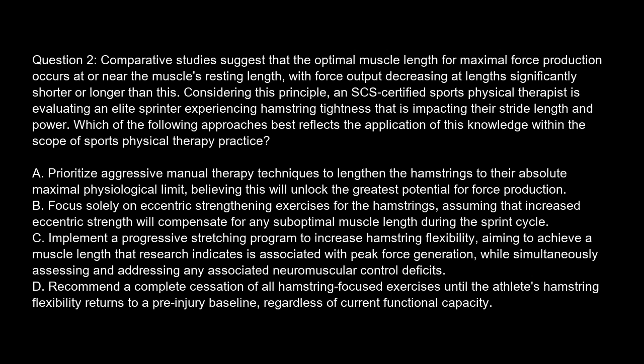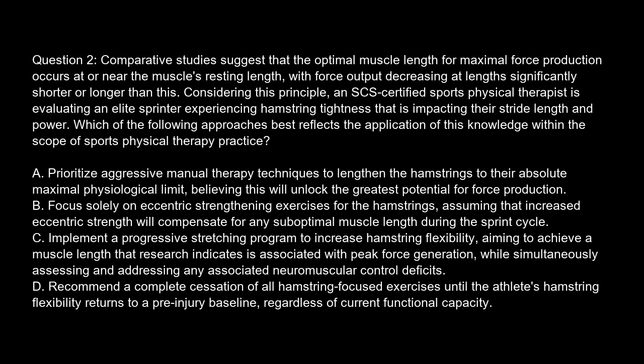Prioritize aggressive manual therapy techniques to lengthen the hamstrings to their absolute maximal physiological limit, believing this will unlock the greatest potential for force production. Option B. Focus solely on eccentric strengthening exercises for the hamstrings, assuming that increased eccentric strength will compensate for any suboptimal muscle length during the sprint cycle.